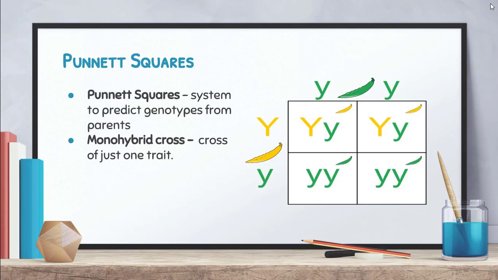Now, with this information, we can actually use a system called Punnett Squares to predict the genotypes of the parents as well as predict the genotypes and phenotypes of the offspring. When we do this, we basically separate the alleles using the law of segregation.